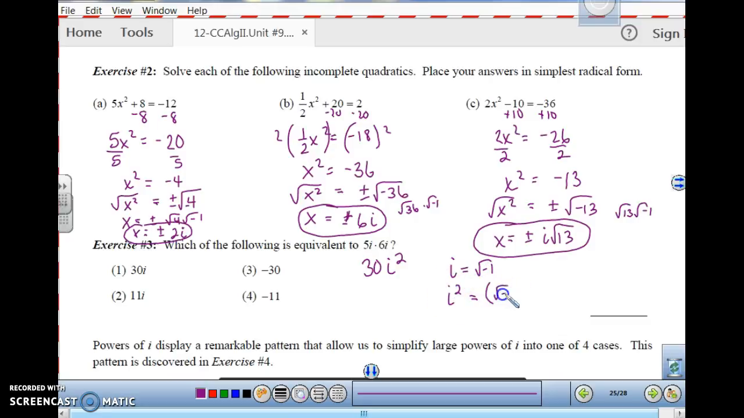Well, it would be the square root of negative 1 squared. Well, what's the square root of negative 1 squared? Well, the square cancels out the square root, so that's just going to equal negative 1. So this is going to be 30 times negative 1, which is negative 30. So this is going to be number 3.